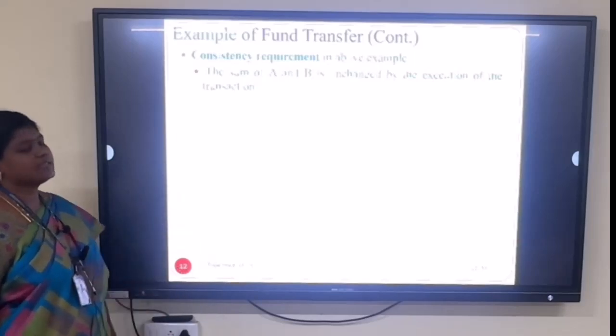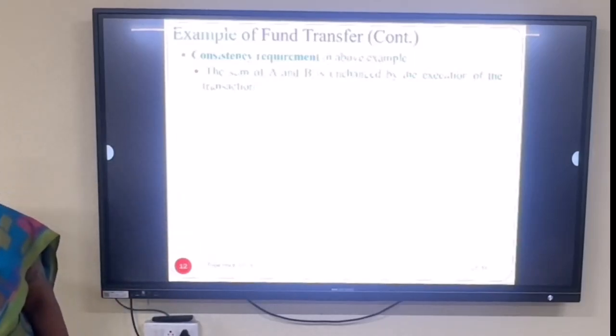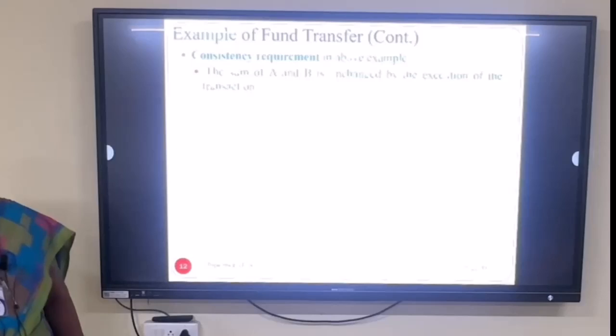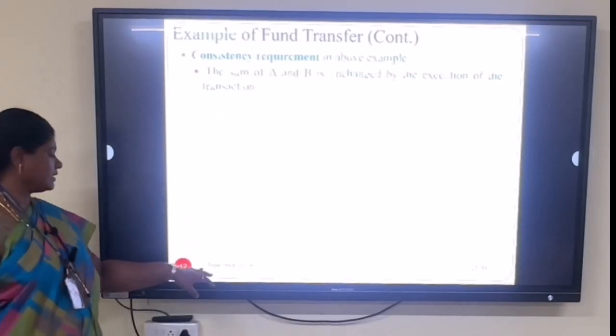Consistency: if the values remain unchanged after the transaction, then it is said to be consistency.